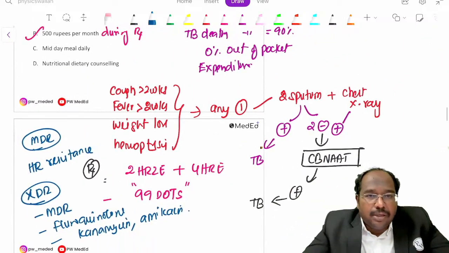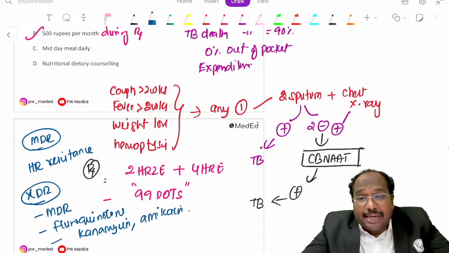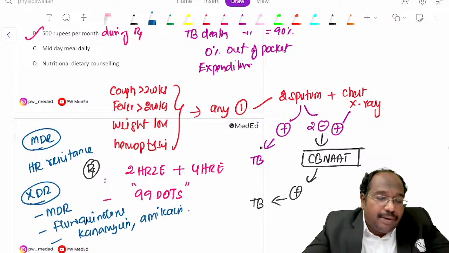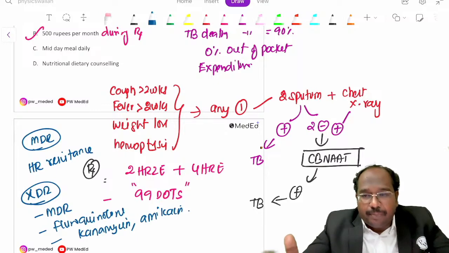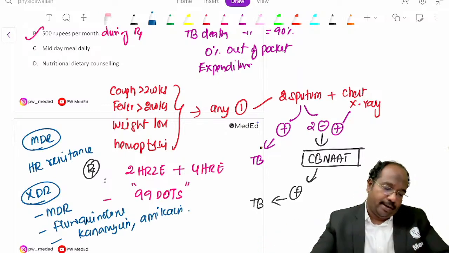Okay, common things. So this is Nikshay Poshan Abhiyan, which you are providing during treatment time. The goal is to eliminate TB by 2025. The SDG target is 2030 for TB, but our government says that we can eliminate it by 2025.